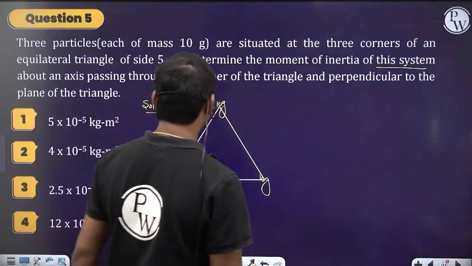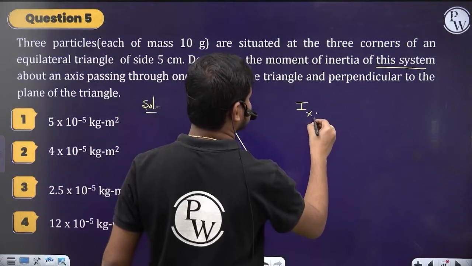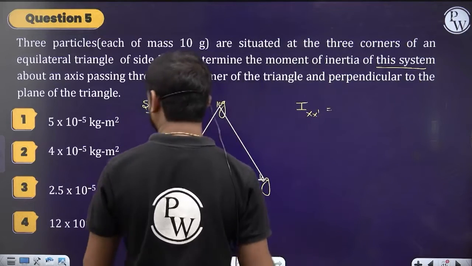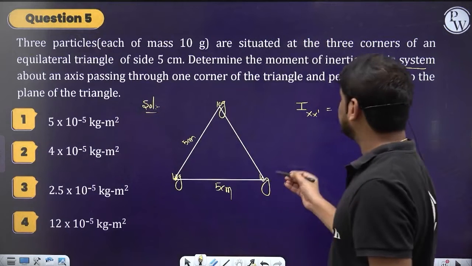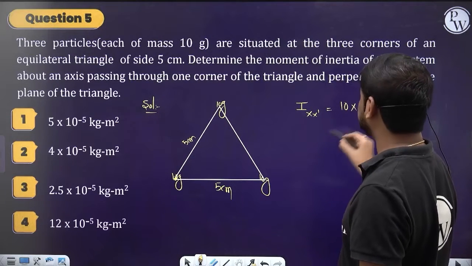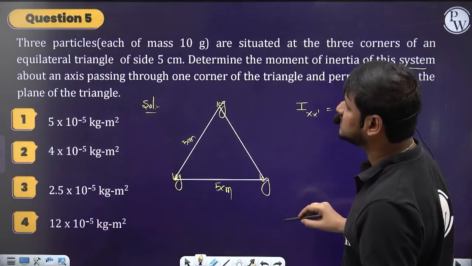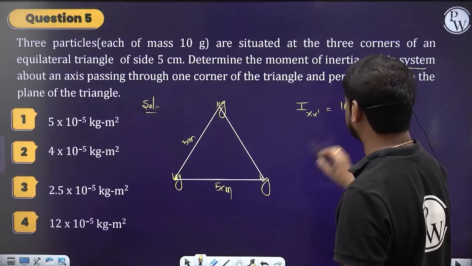Now simply the moment of inertia about, let me consider that axis as x, x dash, will be equal to, due to 10 gram mass into the distance square, what is the distance? 5 centimeters. So let me write, it is in kg meter square, so convert everything, guys.